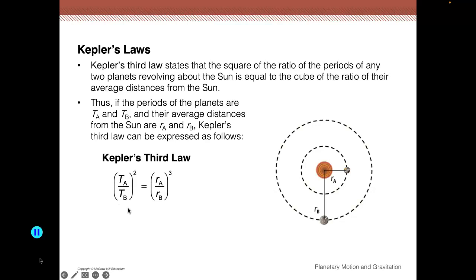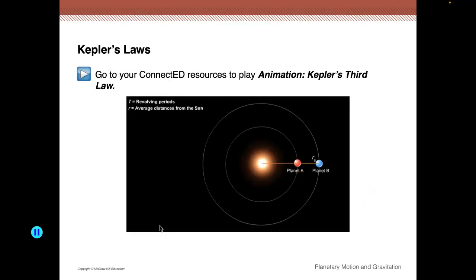Okay, and this is important because if we know three of these, we can isolate the variable and find the other one. And then this video is just going to talk about the same thing. It's just going to move the planets and go through the same thing. So I'm not going to play the video for you.